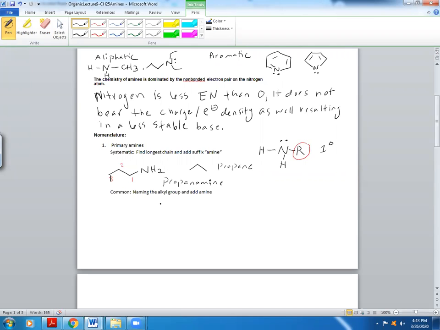Now, some of those systematic names are not used. You can do another simple one. You have a CH3 and then an NH2. Well, that comes from methane. So we call that methanamine.